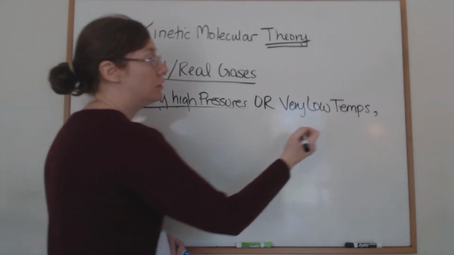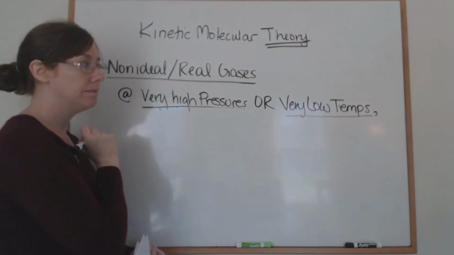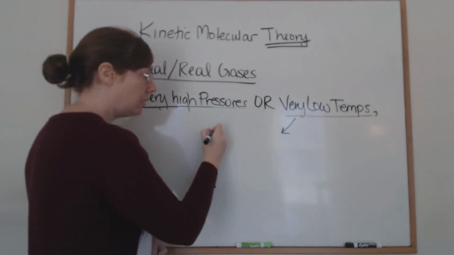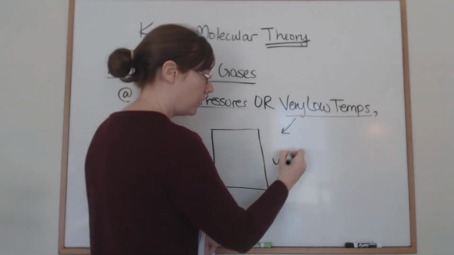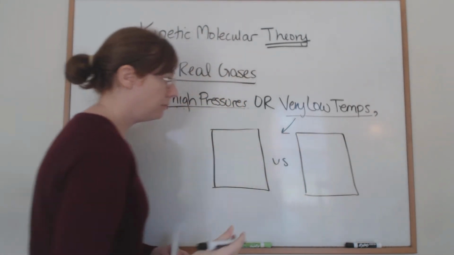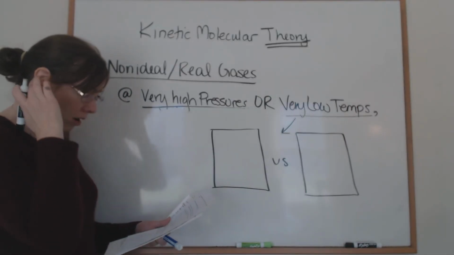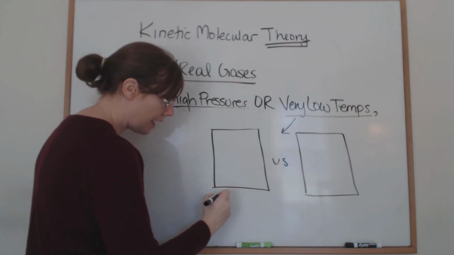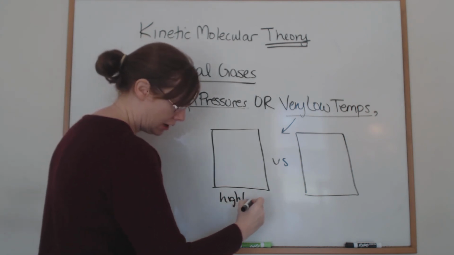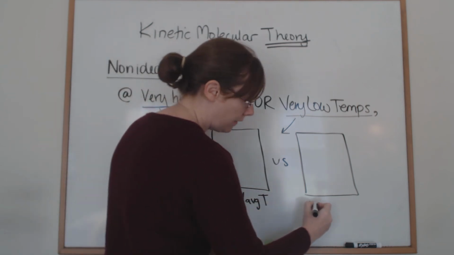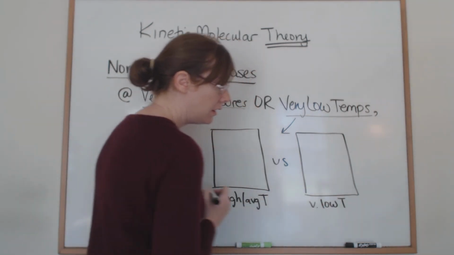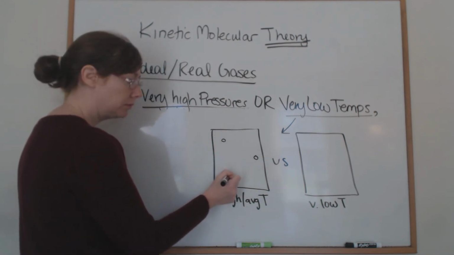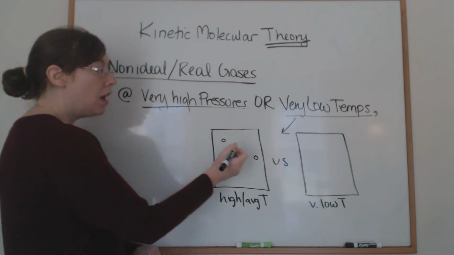So at very low temperatures, why is that an issue? This one's a little bit harder to diagram, just because it's hard to draw temperatures on a board. But let's draw something like high temp. Let's say at high or average temps, and then let's go very low temps. At higher average temps, we've got, let's just draw 3 for this example.